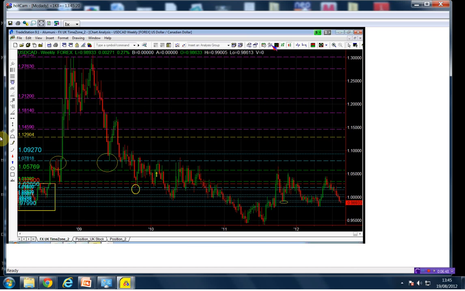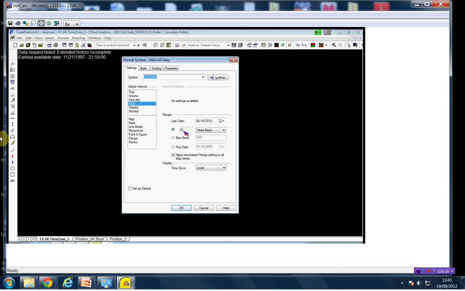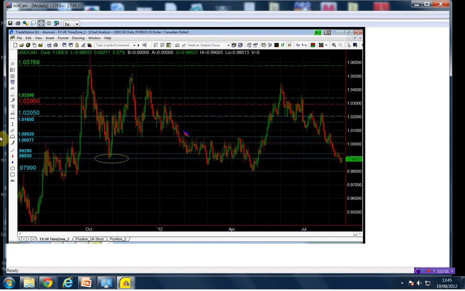So, in any case, we need to be careful with the dollar CAD, simply because the 98.93 is not behaving as per our expectations. We have an expectation for it to do something, and it's not doing it.